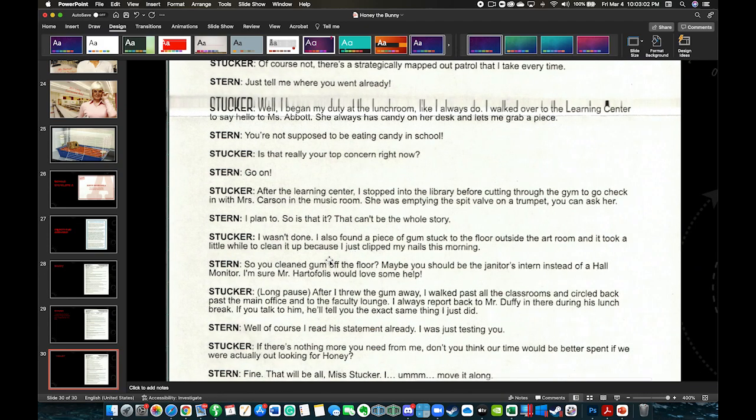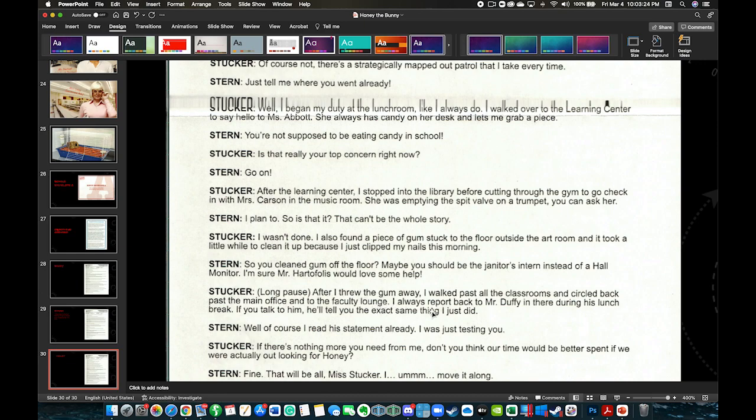She says I wasn't done. I also found a piece of gum stuck in the floor outside the art room, and it took a little while to clean it up because I clipped my nails this morning. So you clean up gum off the floor? Maybe you should be the janitor's intern instead of a hall monitor. I'm sure Mr. Harpolis would love some help. There was a long pause.